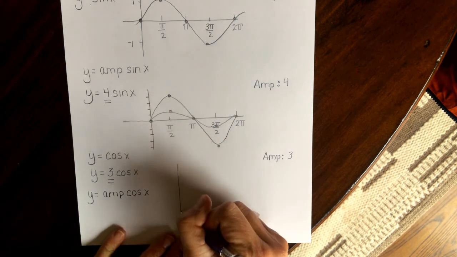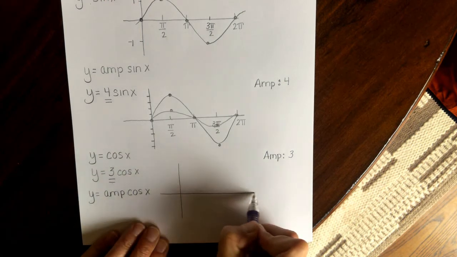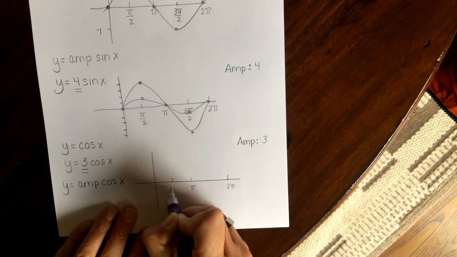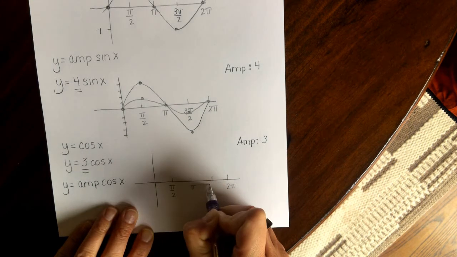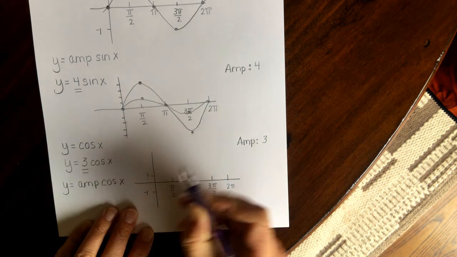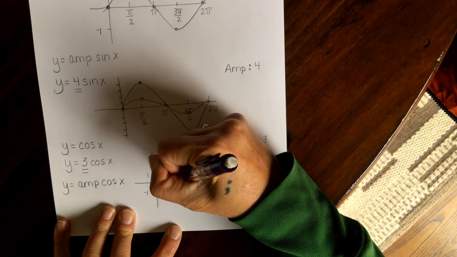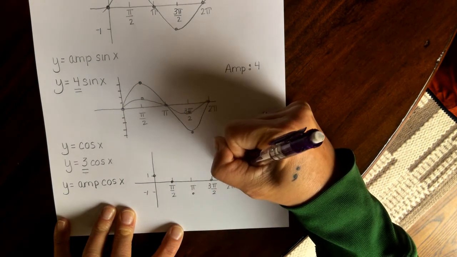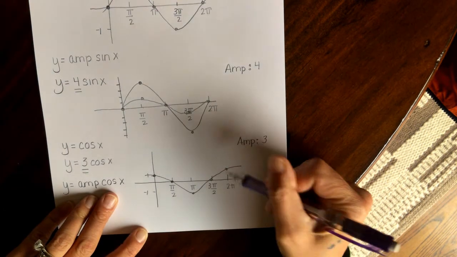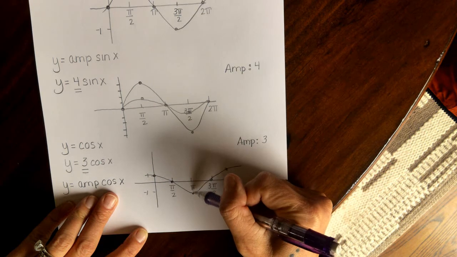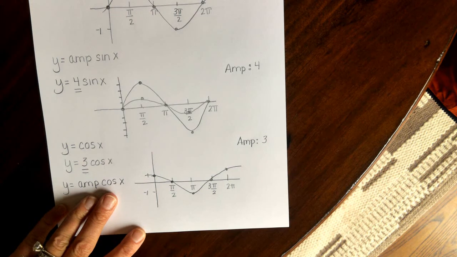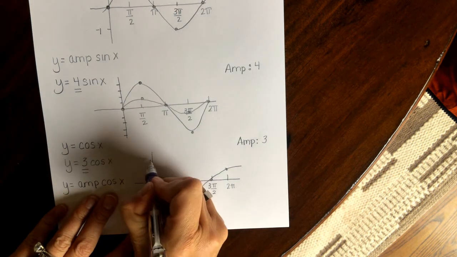So real quick, I'm going to draw my parent function here. Get my key points in. So in my parent function, I start high at 1, midline, low, midline, and max. My amplitude is 1, distance from midline to high and midline to low. I'm changing my amplitude though, so that distance now has to be 3.